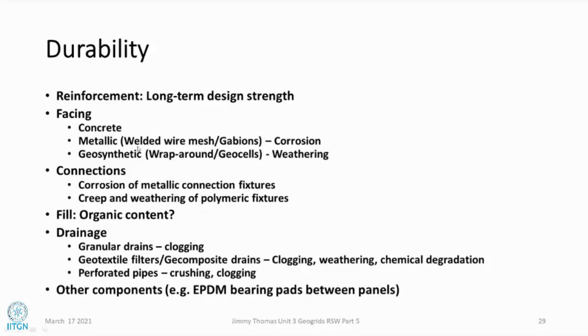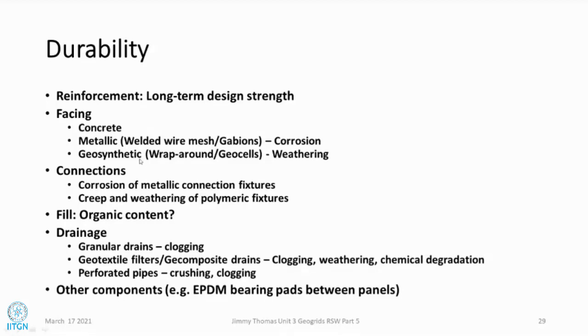Then if it is metallic, something like welded wire mesh or gabions, the issue is primarily corrosion. So we have to take proper care. If it is permanent welded wire mesh facing, we have to provide adequate sacrificial thickness and proper galvanization. Similarly, if it is gabions, galvanization plus preferably PVC coating, depending on the design level.